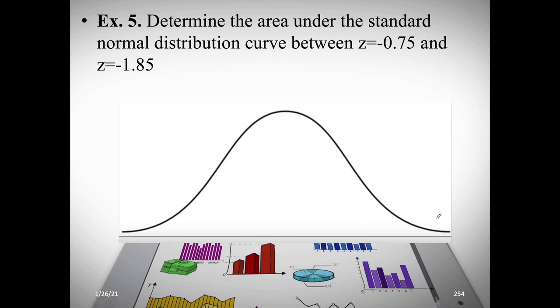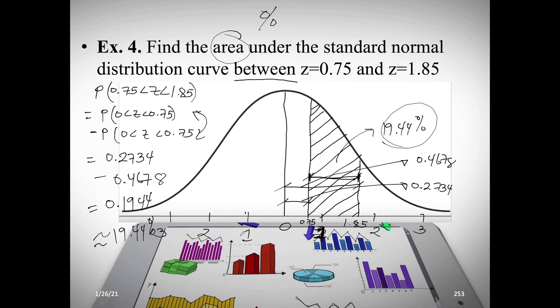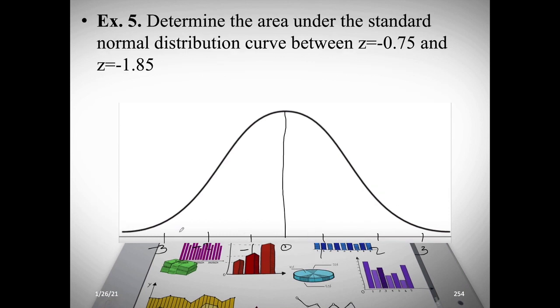Okay, so last example for this topic. Determine the area under the standard normal distribution curve between z equals negative 0.75 and z equals negative 1.85. Let's check this one. Let's have the value of our mean, median, and mode as 0. We have 1, 2, and 3, and negative 1, negative 2, and negative 3. Nakalimutan ko lagyan kanina, this should be negative sa left. So, negative 0.75 is around here, and this is negative 1.85.